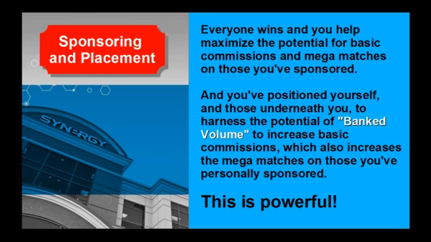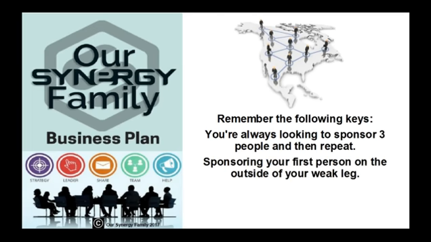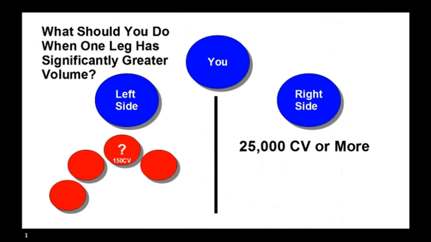When you have a large organization doing this, this is extremely powerful in helping everyone to win. Now, what are the keys? Always look to sponsor 3 people and then repeat. First person, outside weak leg. Second person, outside strong leg. Third person, outside weak leg.